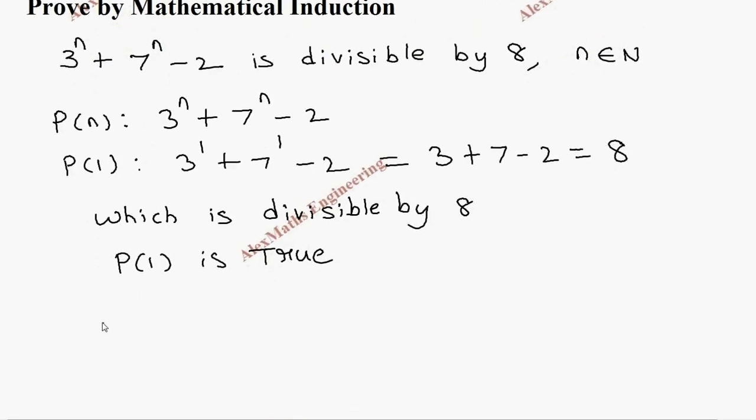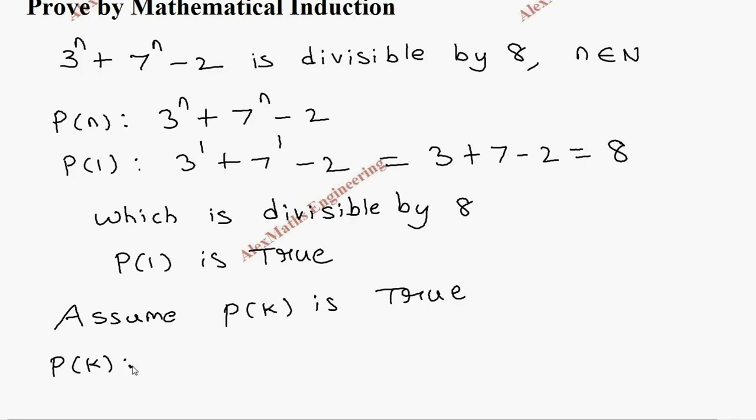Now we are going to assume P(k) is true. So the P(k) expression is 3^k + 7^k - 2. Since it is divisible by 8, we take this as 8 times some constant d.